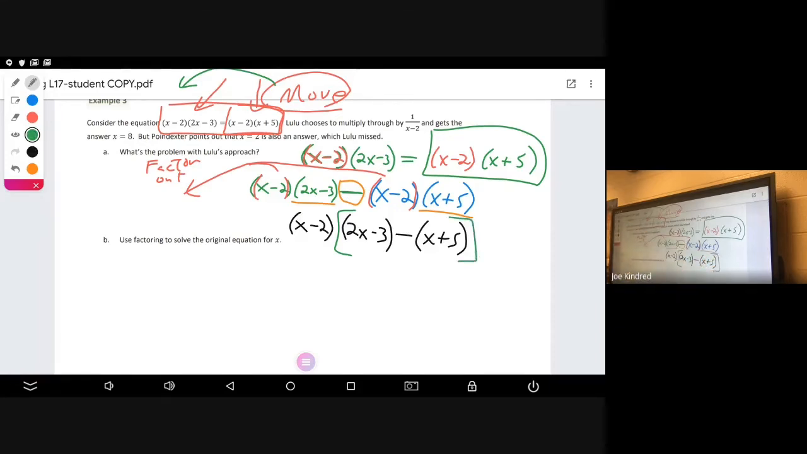On the inside of the green brackets, just add like terms. And so that's what this is going to be about. Distribute the negative in here and here, and you get 2x minus 3 minus x.